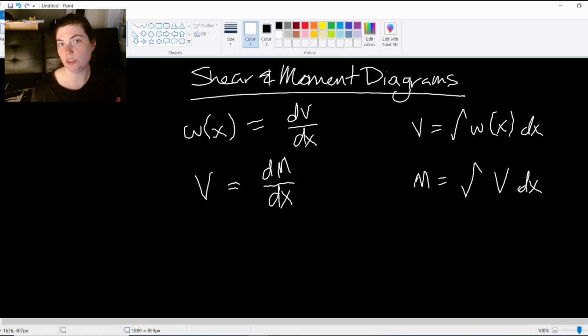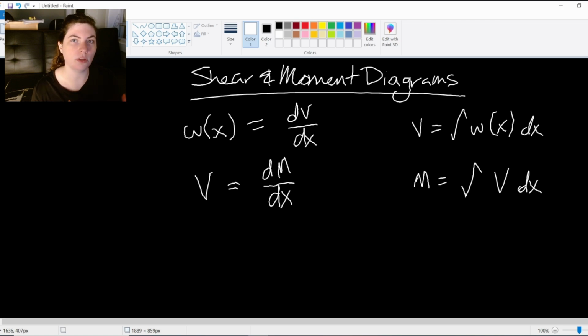We can also use these graphically, right? Just as we're making these graphs, we can use the rules that we've learned of calculus, seeing that the slope of one becomes the value of the other graph, and area under the curve becomes another value in the other graph. All of these relationships that we learned graphically in calculus are going to apply to these shear and moment diagrams.